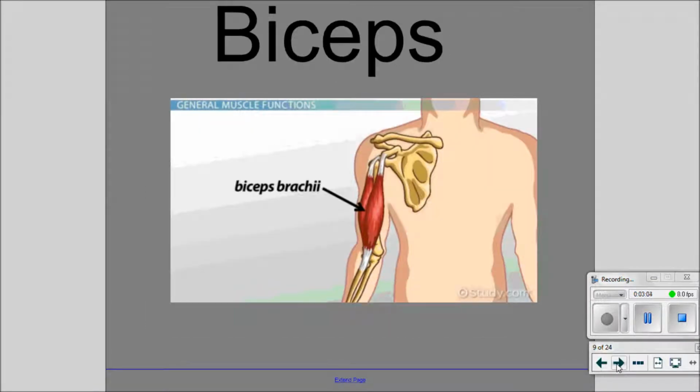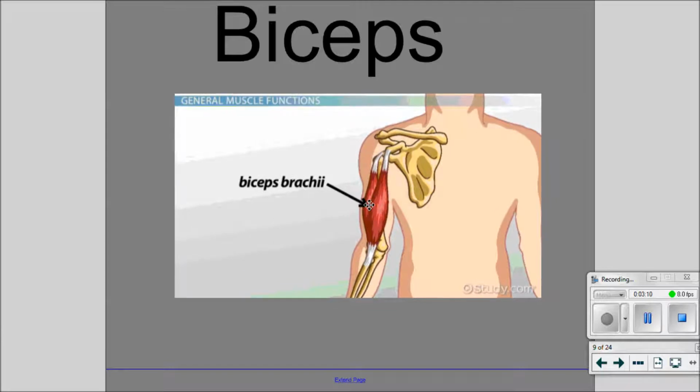Then the last one we're going to talk about is a bicep. Everybody has a bicep in their arm, and the reason it's called that is because this muscle actually breaks off into two parts up here by your shoulder. It's one muscle that connects down here by your elbow, but it splits off into two muscles that attach your bicep to your clavicle over here, your shoulder bone, I should say. So it's called a bicep because there are two muscles that attach it.